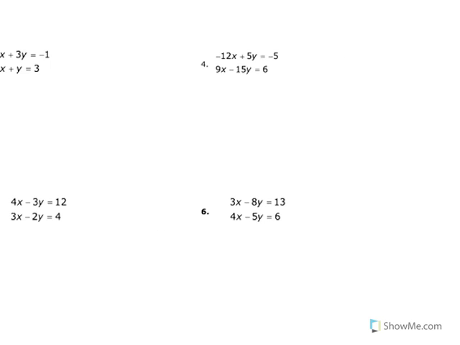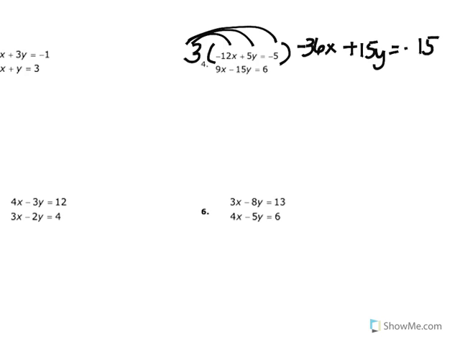Okay, take a look at number 4, and what do you think you can do on that one? Well, let's see here. We have a plus 5y, we have a minus 15y here. What if we just take the top equation and multiply it by 3? Then I'll have positive 15y on the top. So we get negative 36x. Remember, I'm going to multiply everything by 3, plus 15y equals negative 15. And then 9x minus 15y equals 6.